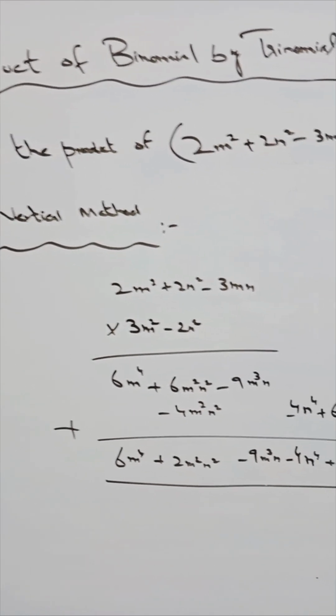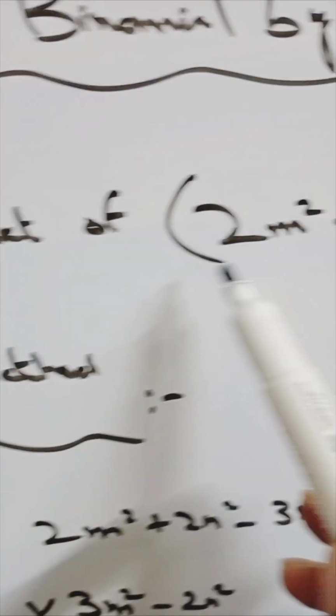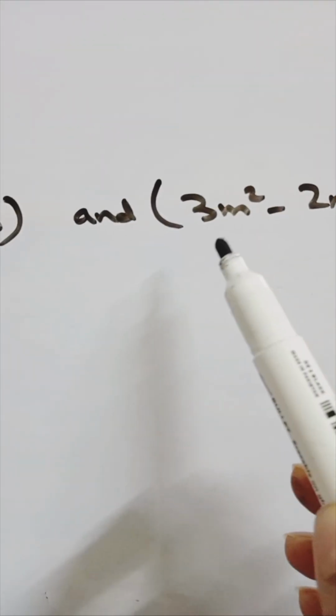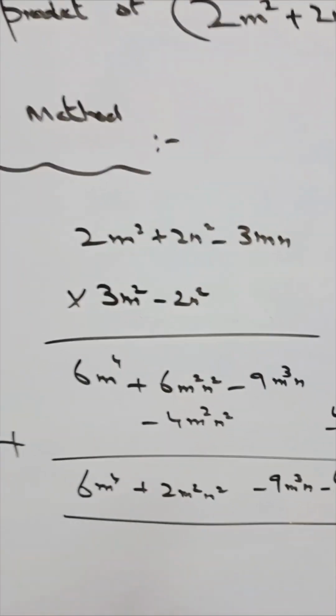Multiplication of binomial by trinomial. Question: find the product of a trinomial, which means 3 terms, and a binomial, which means 2 terms. Now we have a question to solve by the vertical method and by the horizontal method. First we do it by the vertical method, so let's begin. As you know, they have given us 2 expressions, a trinomial and a binomial.